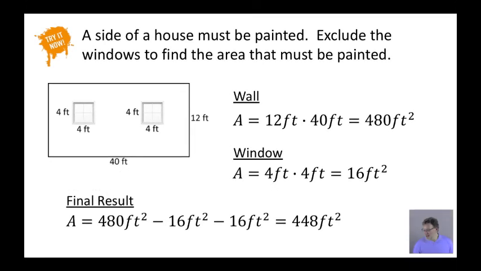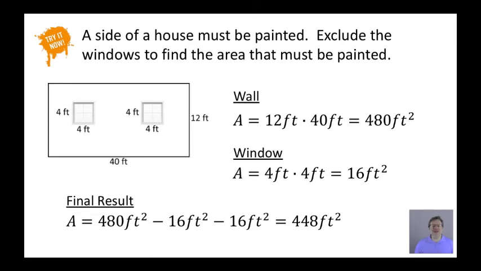Welcome back. Well, this involved finding the area of a large rectangle and subtracting off some smaller rectangles, just like before. The area of the entire wall there is 12 feet by 40 feet for a total of 480 square feet. Each window there is 4 feet by 4 feet, so 16 square feet, and there are 2 of them, so we have to subtract off 2 of them. So we have 480 square feet minus 16 square feet minus 16 square feet for a result of 448 square feet.